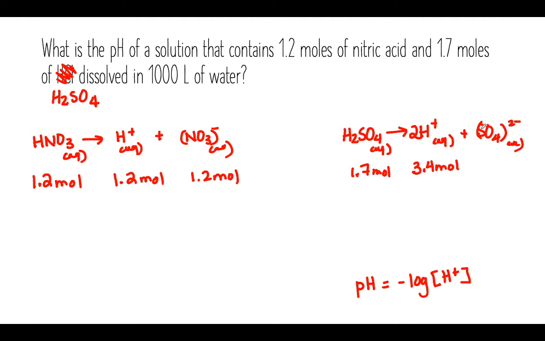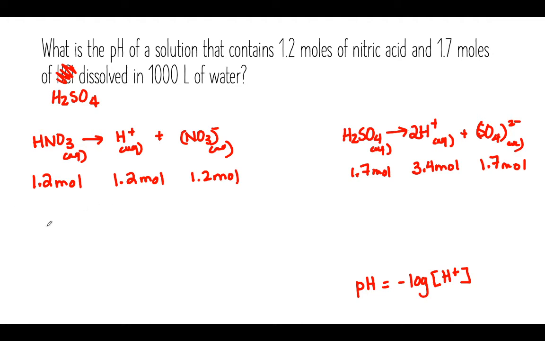Now let's take a look here. If I were to look at the moles of the SO4 2- that's produced, my sulfate ion, it would be 1.7 moles. That's mainly because it's a 1-to-1 ratio. However, this was a 1-to-2 ratio.